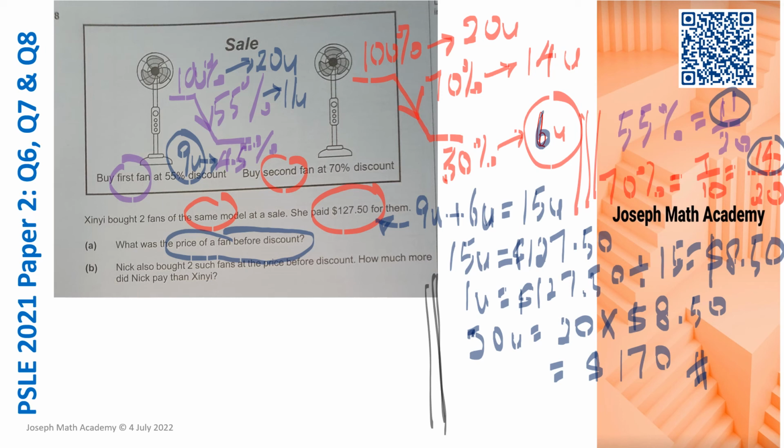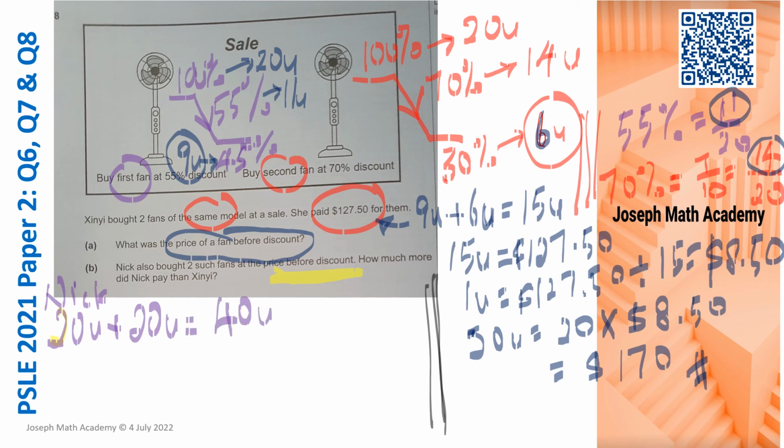Now we have another character, Nick. Nick also bought the 2 fans, right? But he bought them without any discount, before discount. All right, so maybe before the Great Singapore Sale. That means Nick paid 20. Okay, let me change the color. Nick paid, this is Nick. Nick paid 20 units for the first fan and 20 units for the second fan. So Nick paid a total of 40 units.